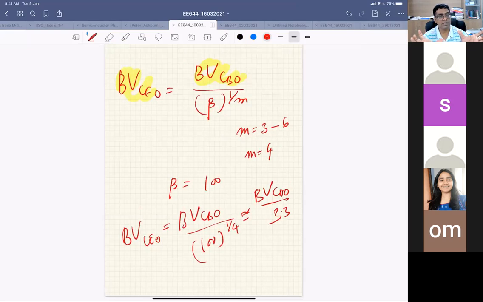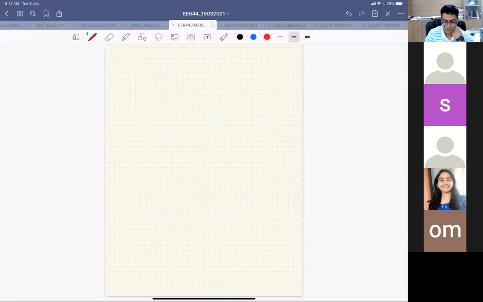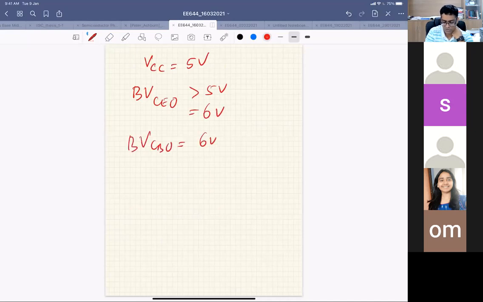So let's say you want to operate your VCC at 5 volt, that means your BVCEO should be more than 5 volt, right? So for example, if you want your transistor to operate at 5 volt, then your breakdown voltage BVCEO should be more than 5 volt. Let's say it should be 6 volt, but your BVCBO should be 6 volt times 3.33, which is nothing but almost 20 volt, right? So for a 5 volt operation, you have to design your transistor such that BVCBO becomes 20 volt, right?